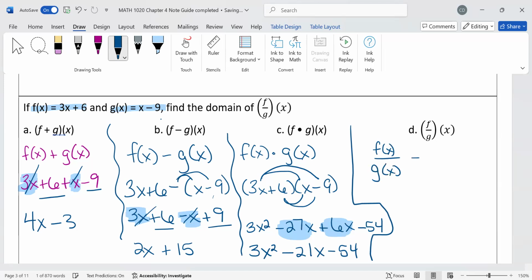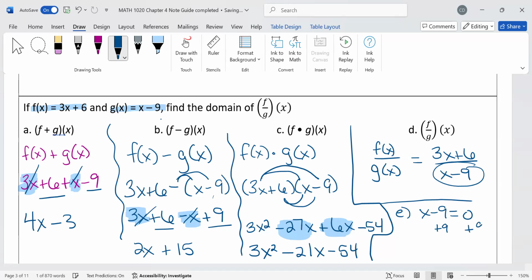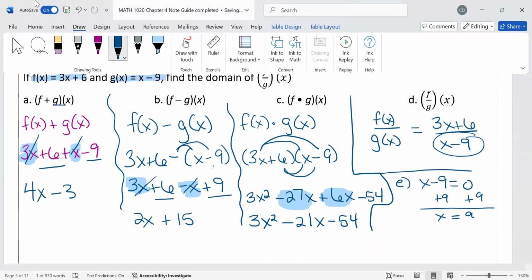All right, d is f of x over g of x. And then part E, the domain, you're going to take the bottom of that fraction and set it equal to 0. At this point, we solve for x by adding 9 to both sides. And we get x is equal to 9.